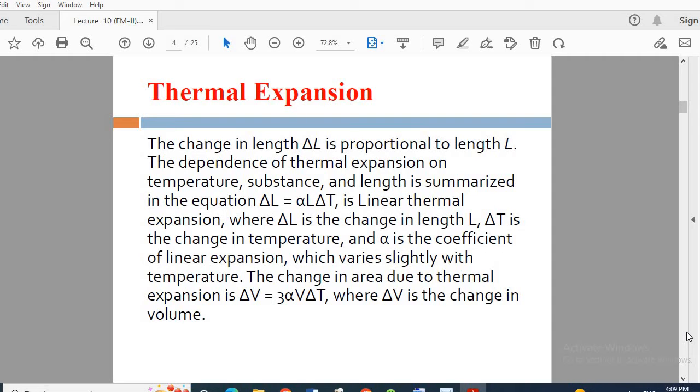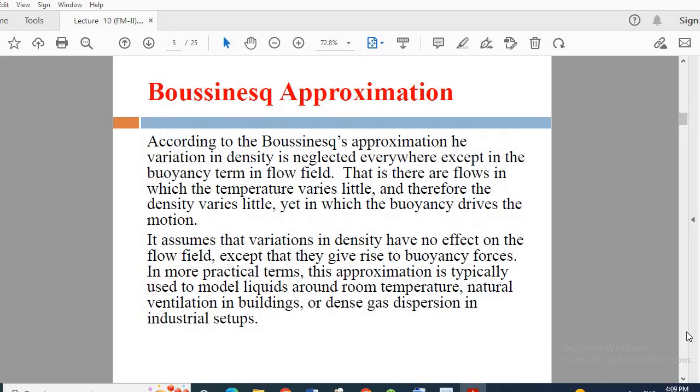This is linear thermal expansion, and here delta L is the change in length and delta T is the change in temperature. Alpha is the coefficient of linear expansion, which varies slightly with the temperature. The change in volume due to thermal expansion can be written delta V is equal to 3 alpha V delta T, where delta V is the change in volume.